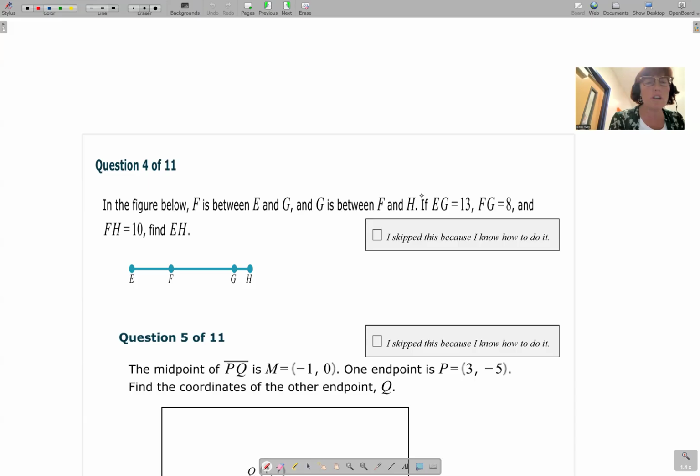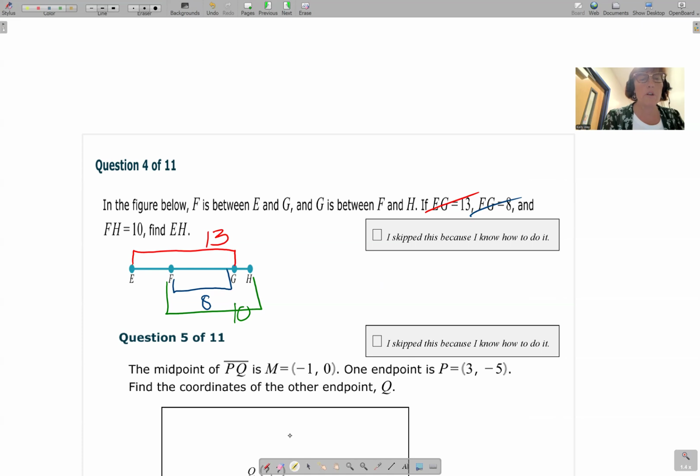So we know E to G is 13. Cross it out as you account for it. F to G is 8. And F to H is 10. Now, it tells you to find something specific, which is going to be E to H, but I don't recommend you look specifically for what it says. Just find everything possible. So let's start with the simple stuff.